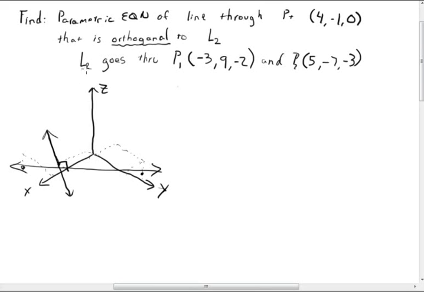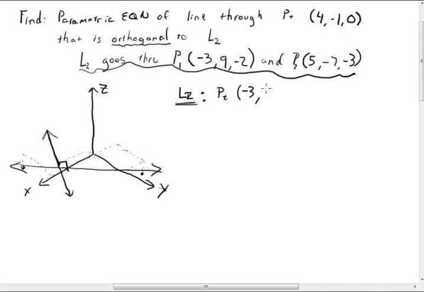Well, first we've got to figure out what the equation is for this line. To find an equation for a line, we'll divide this into two parts. For line 2, to find the equation for a line, we need a point. Well, we have points aplenty, so I'll just pick point 1. That would be (-3, 9, -2).